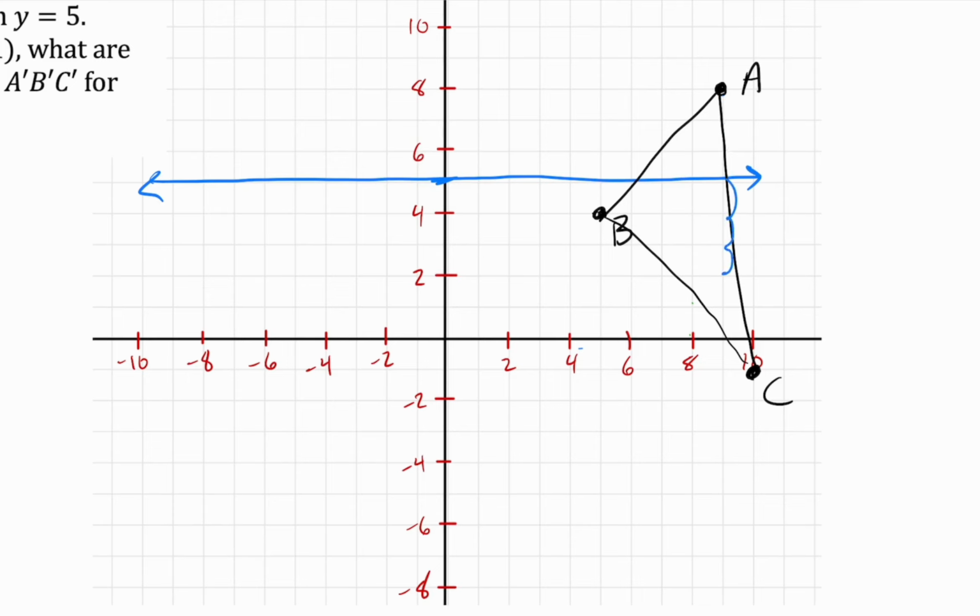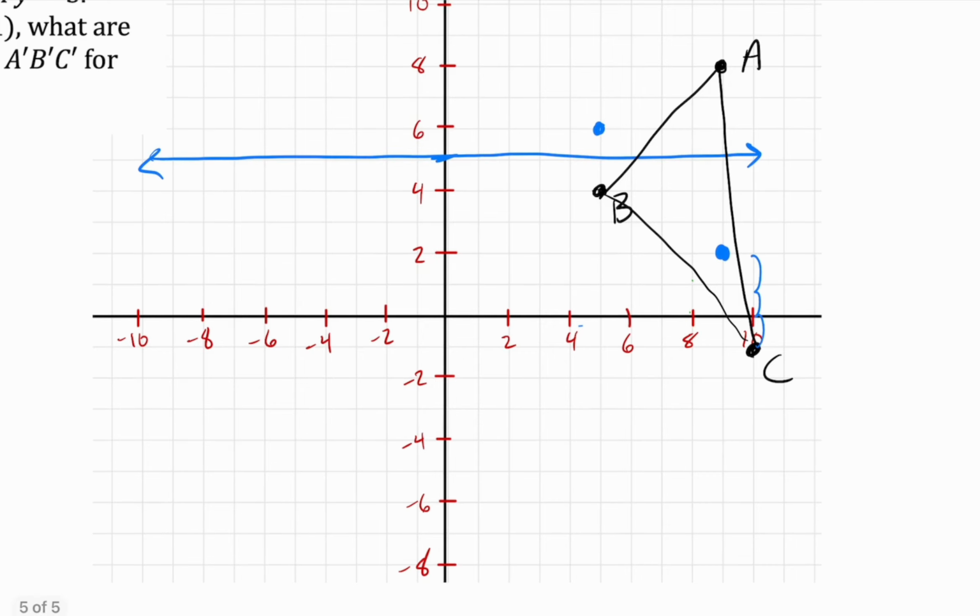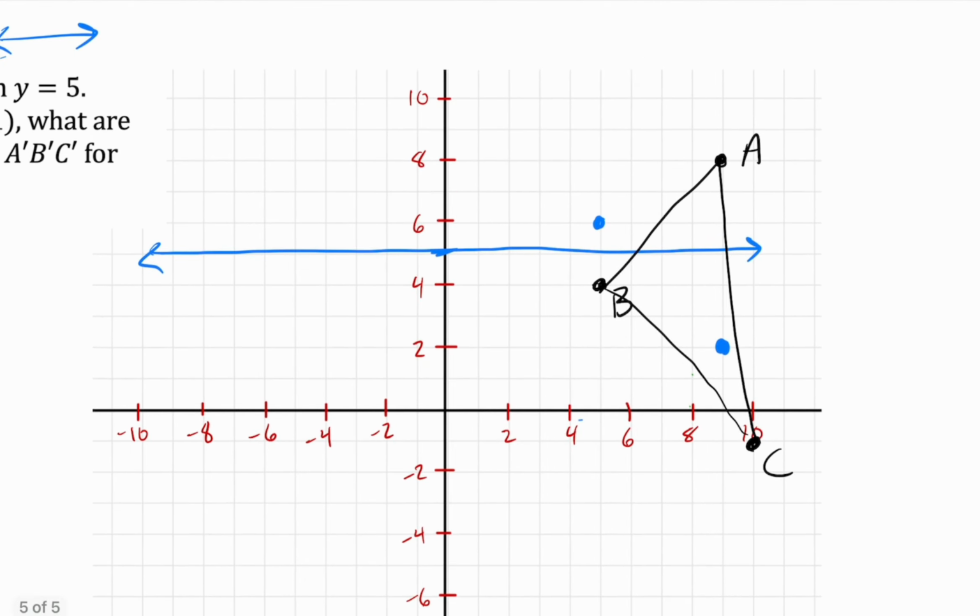So 1, 2, 3, that's where our new A should go. Now, I'm not going to label it A prime yet because we still have to do the translation later. Okay, but we know that this is going to be our kind of intermediate A point. B is 1 square below the line, so the reflected B is going to be 1 square above the blue line. C is, 1, 2, 3, 4, 5, 6 squares below the line. So our new C is 1, 2, 3, 4, 5, 6 squares above the blue line.